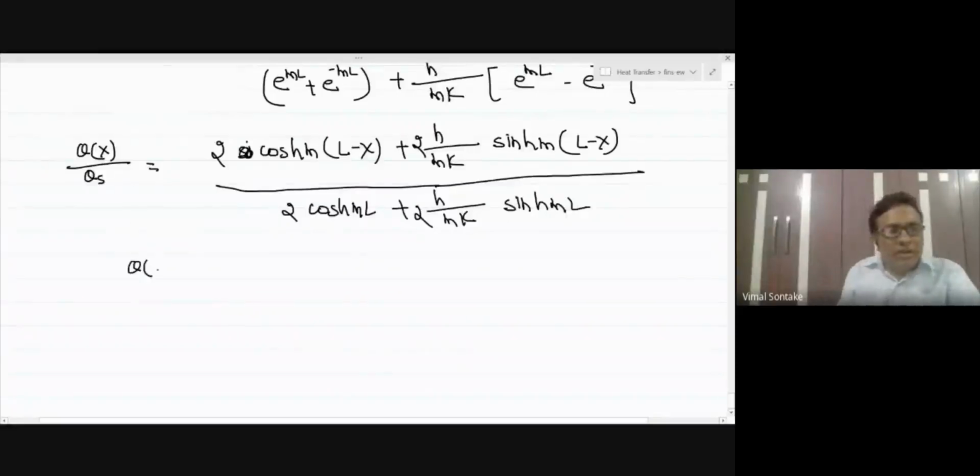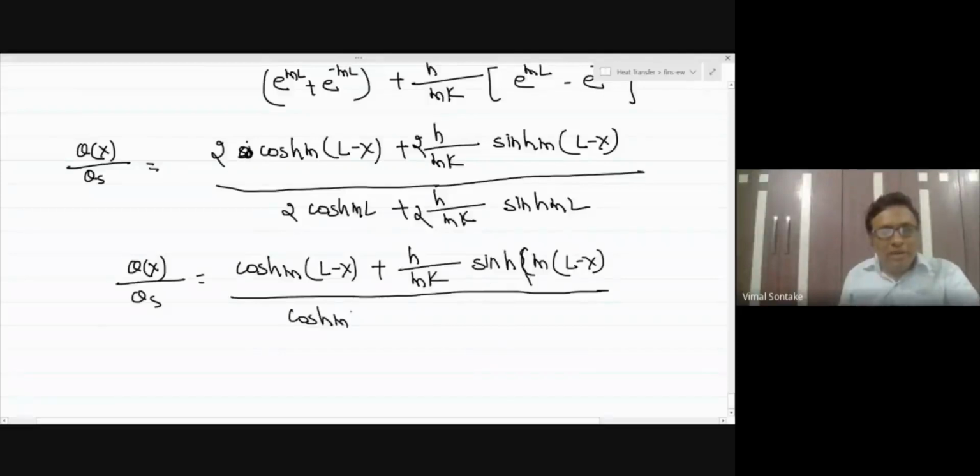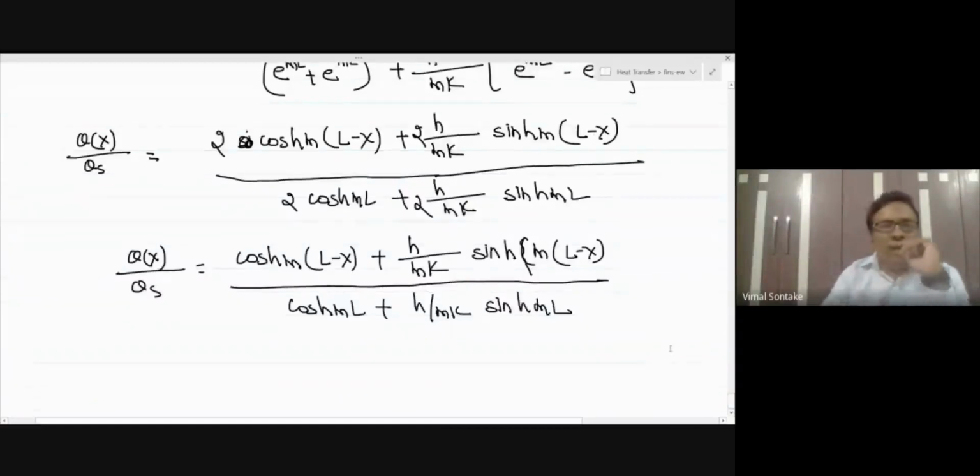First, let me simplify this. Theta x over theta s will become cos hyperbolic m(L minus x) plus h over mk sine hyperbolic m(L minus x) over cos hyperbolic mL plus h over mk sine hyperbolic mL. And theta x can also be written as Tx minus T infinity, and theta s is Ts minus T infinity.